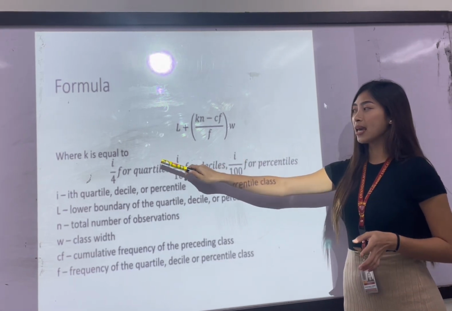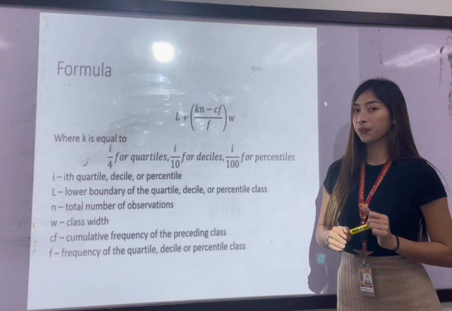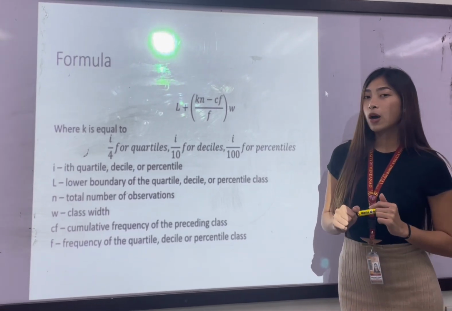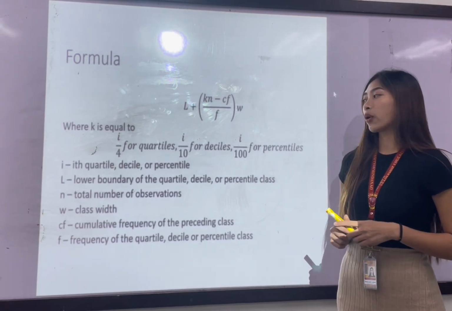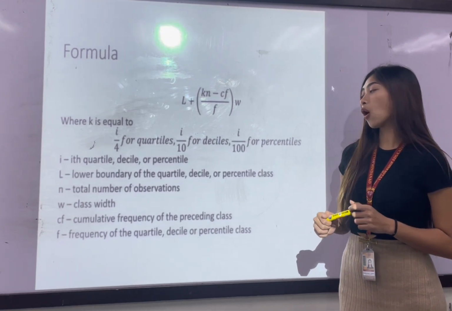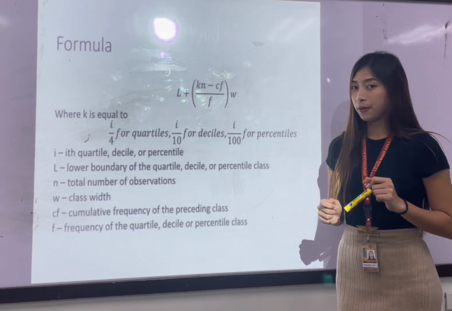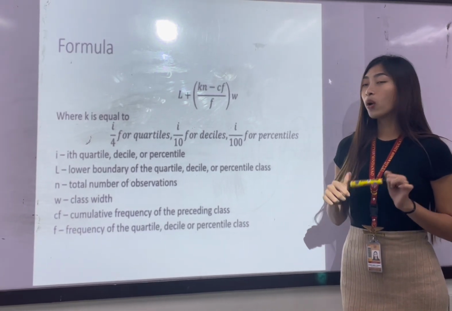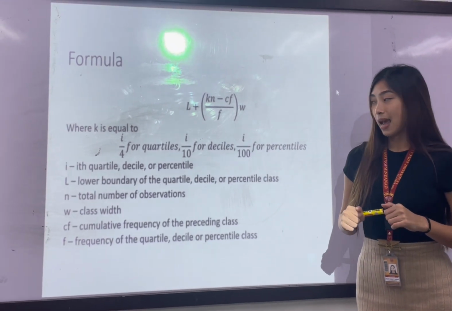So K is equal to i over 4 for quartiles, i over 10 for deciles, and i over 100 for percentiles. i is the ith quartile, decile, or percentile. Note that i for quartile is 1 to 3, i for decile is 1 to 9, and i for percentile is 1 to 99.